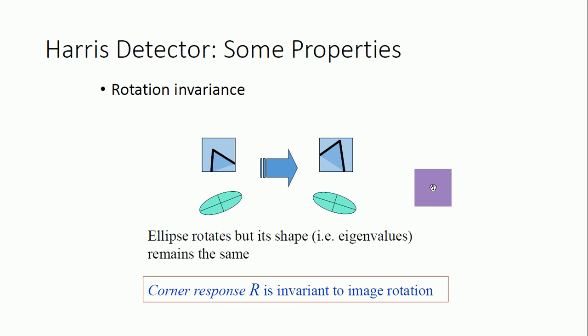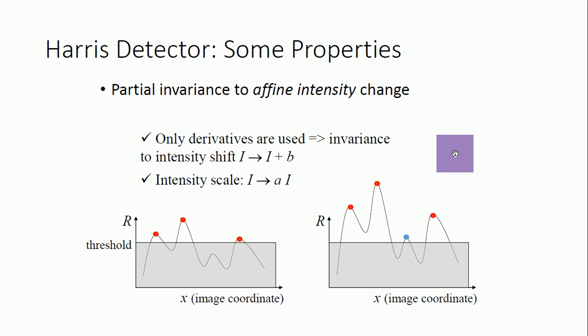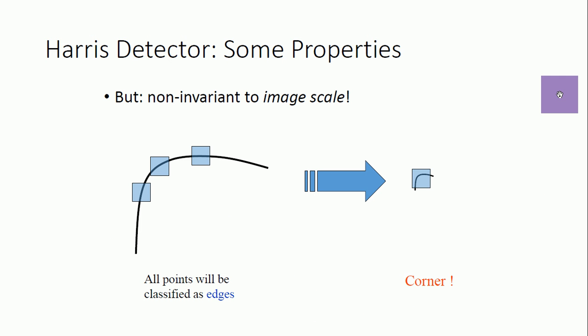Now rotation invariance. The ellipse rotates, but the shape and eigenvalues remain the same, so the corner response is invariant to image rotation. Harris corners and detectors have some properties of partial invariance to intensity changes. Only derivatives are used, so it is invariant to intensity shift I equal to I plus b. For intensity scale, I equal to a times I, the thresholding on the image scale is affected. It is non-invariant to image scale.